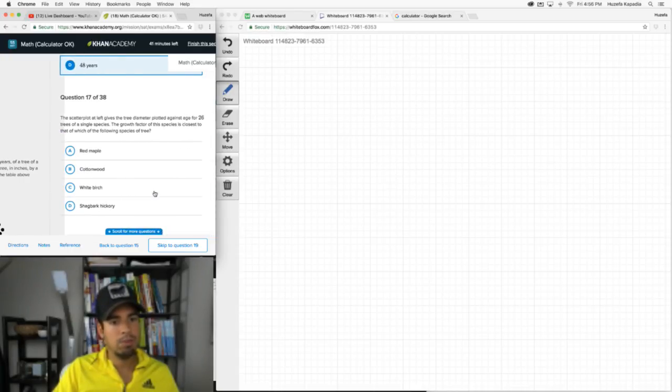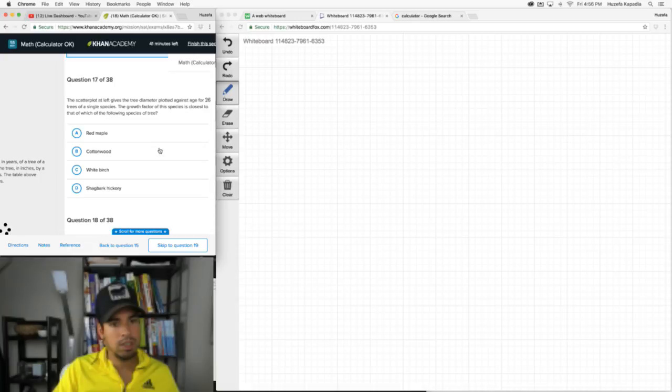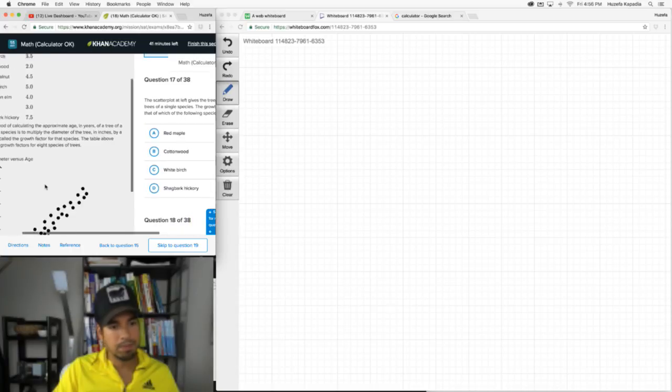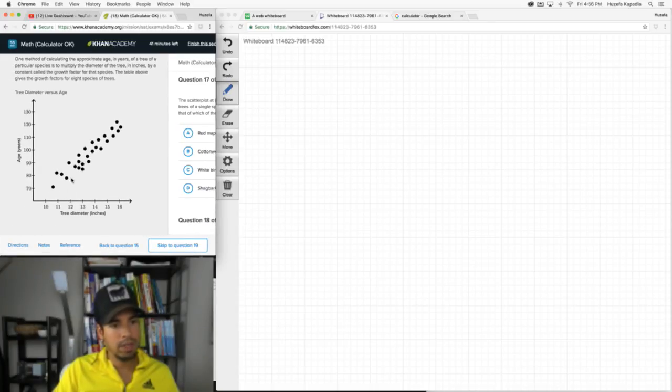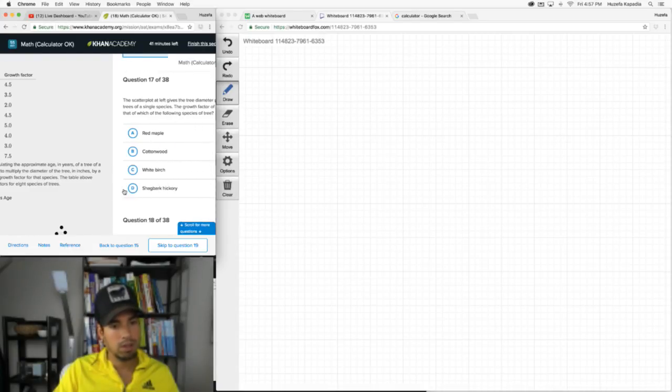The scatter plot gives tree diameter plotted against age for 26 trees of a single species. The growth factor of this species is closest to that of which of the following species of trees? Okay, let's see. So what's happening here? At 12, it's about 80. So what times 12 is 80? It's about 7. So this is about a growth factor of 7 is my guess. So which one is 7? The closest is shagbark hickory. So that's what I'm going to go with.